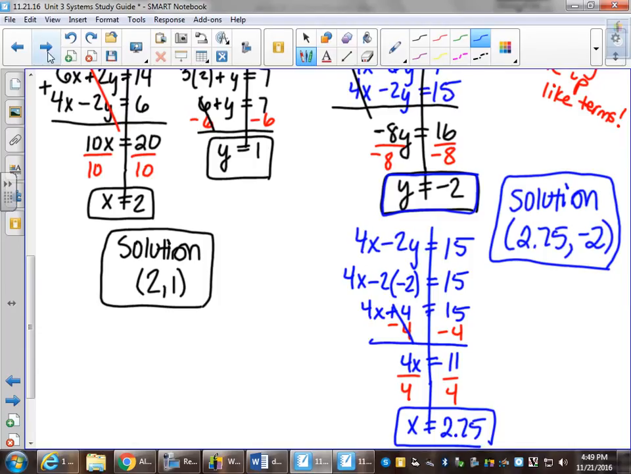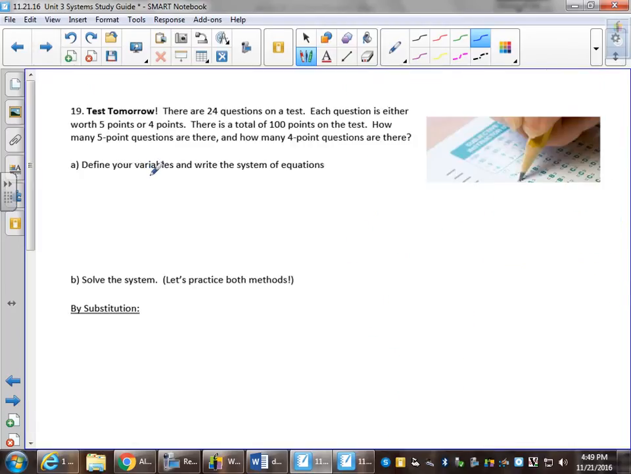Awesome. Let's move on to real world. I recommend having 2 color highlighters. I will be using highlighters here in the answer key. You have highlighters available to you tomorrow during the test.